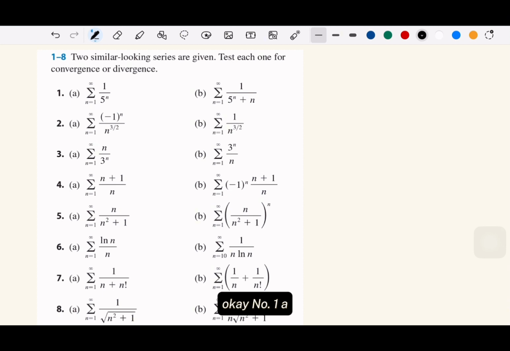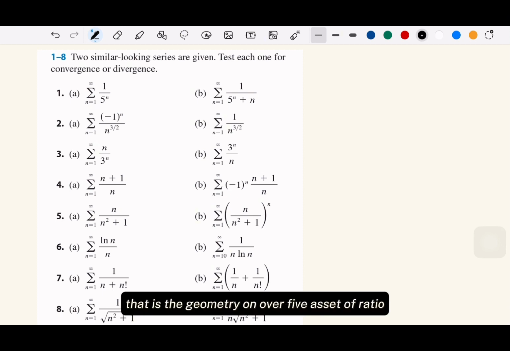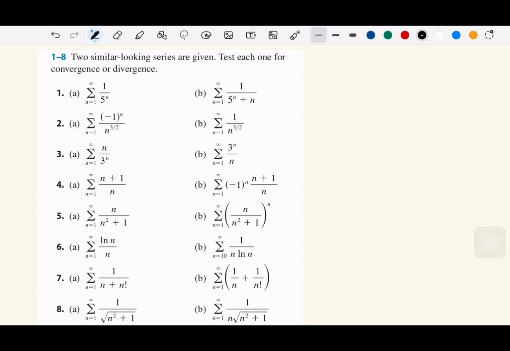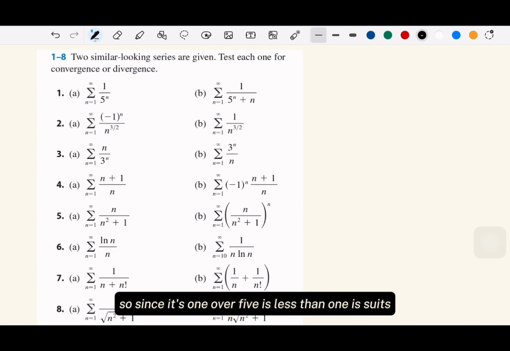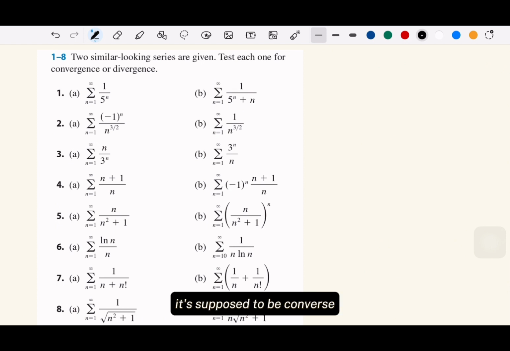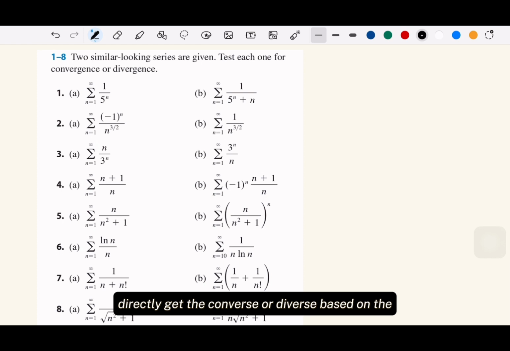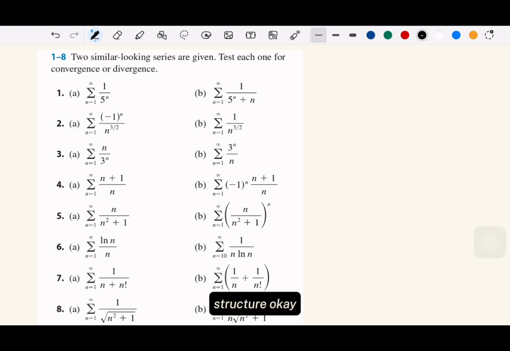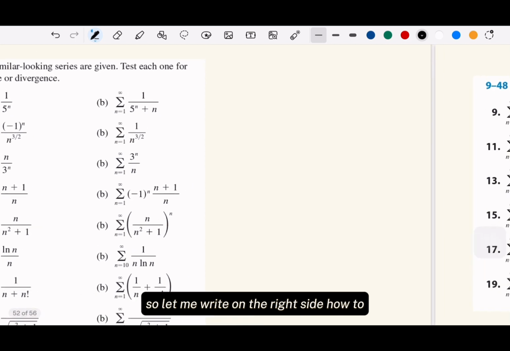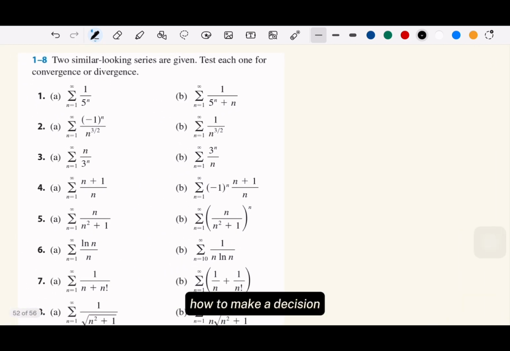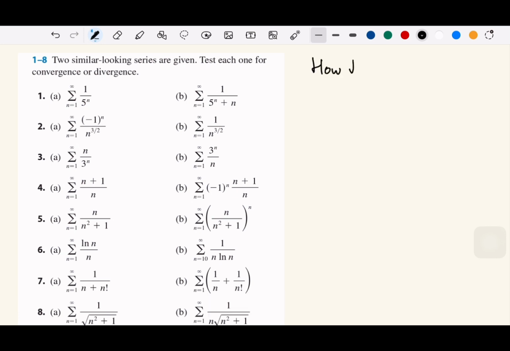Okay, number 1A, I think pretty simple. That is the geometric series with 1/5 as the ratio, right? Since 1/5 is less than 1, it converges. So we can directly get converge or diverge based on the structure. Okay. So let me write on the right side how to choose the test.